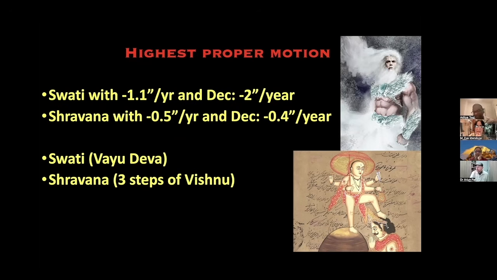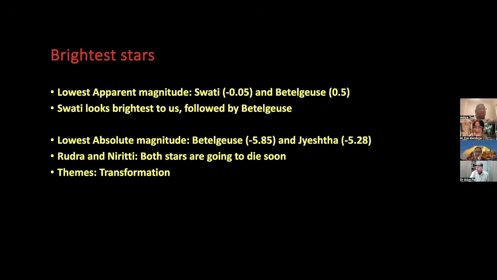Okay. Yeah, a slide will help out a lot for people to think and ponder. Makes sense. So what is the next slide? Yeah, the brightest stars, apparent magnitude. I was just talking about that. So that's the transformation theme. Rudra and Nirti both are going to die soon amongst the stars.